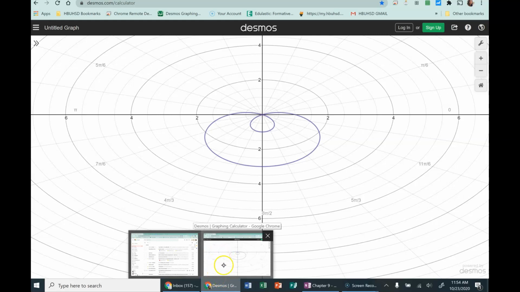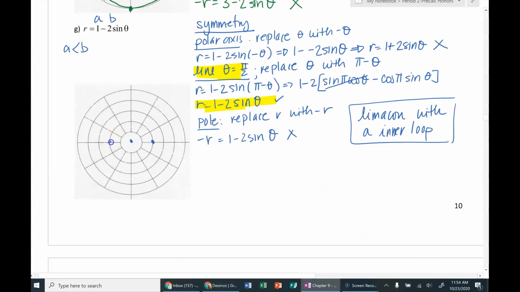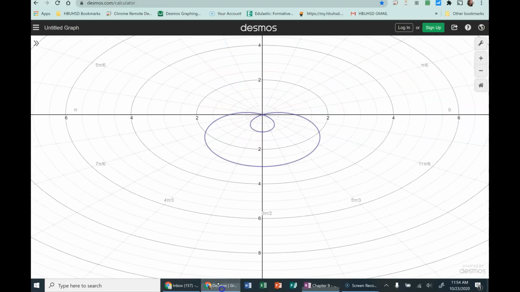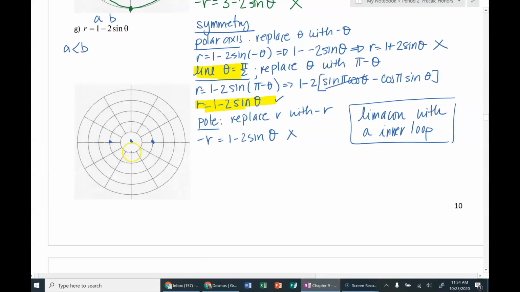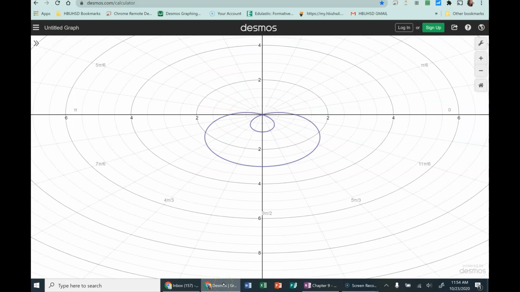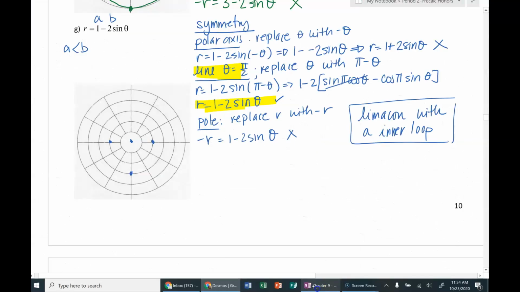Okay, so go back to my graph, just like that. Then what else? 3 pi over 2, 3 units. 1, 2, 3. So just like that. And what else do we have on the curve? Then we have 3 pi over 2 again at 1 unit. Just like that. Okay. So it's a limacon with an inner loop.